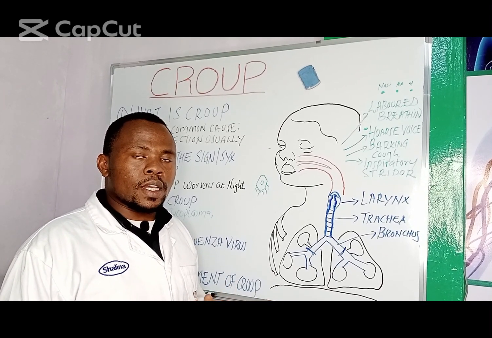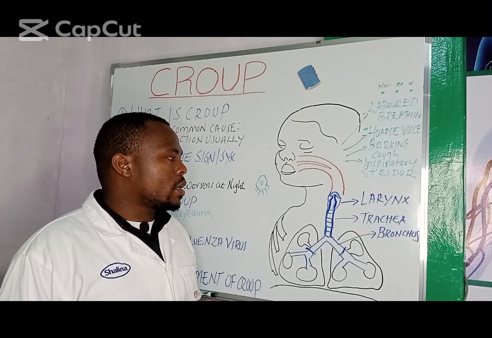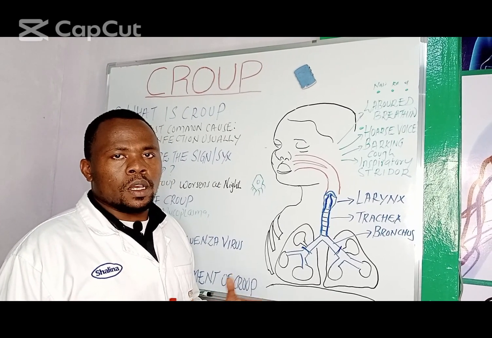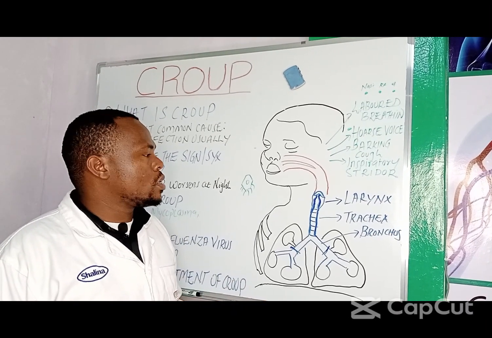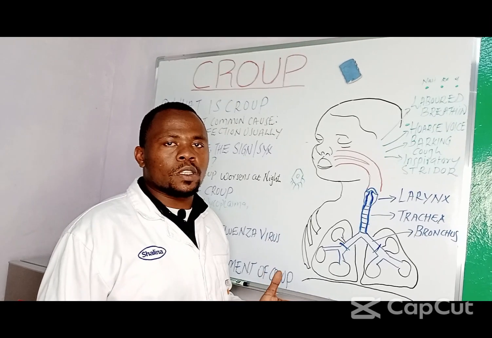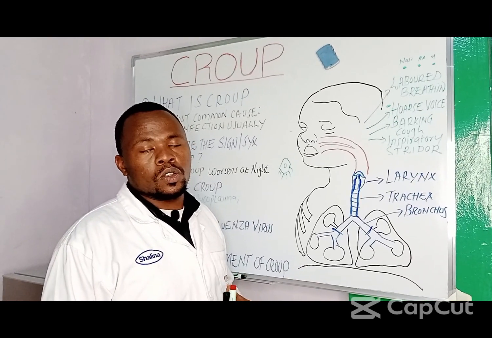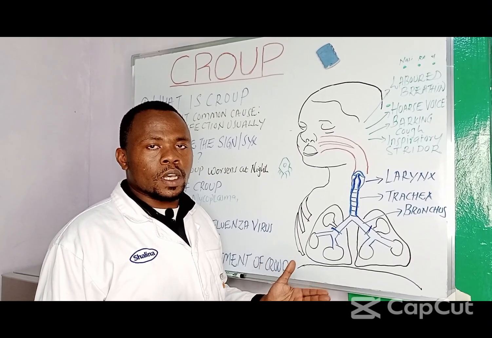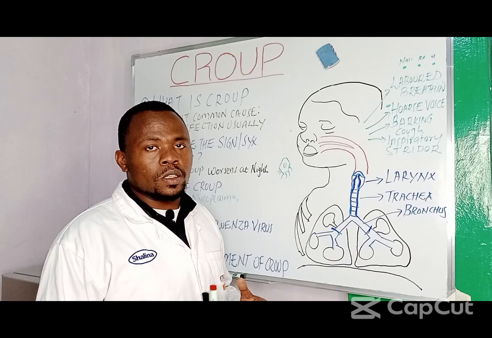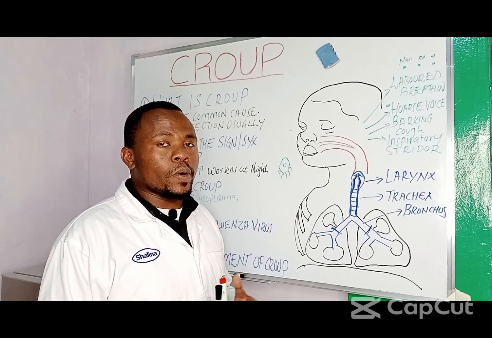What are the signs and symptoms of croup? Most of the time, croup begins as a common cold. So the child or your baby will experience non-specific symptoms like sneezing and running nose. Those are the non-specific signs and symptoms of the common cold. Then after 1 to 2 days, your child will develop the specific signs and symptoms of croup.